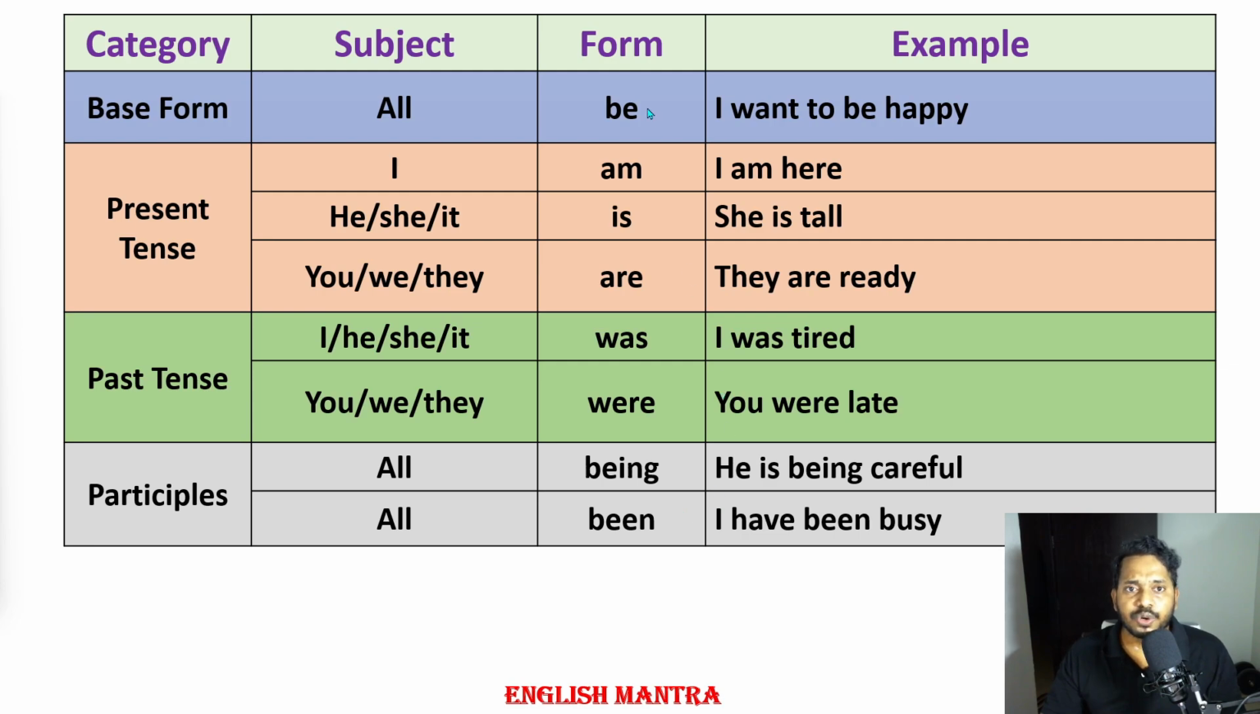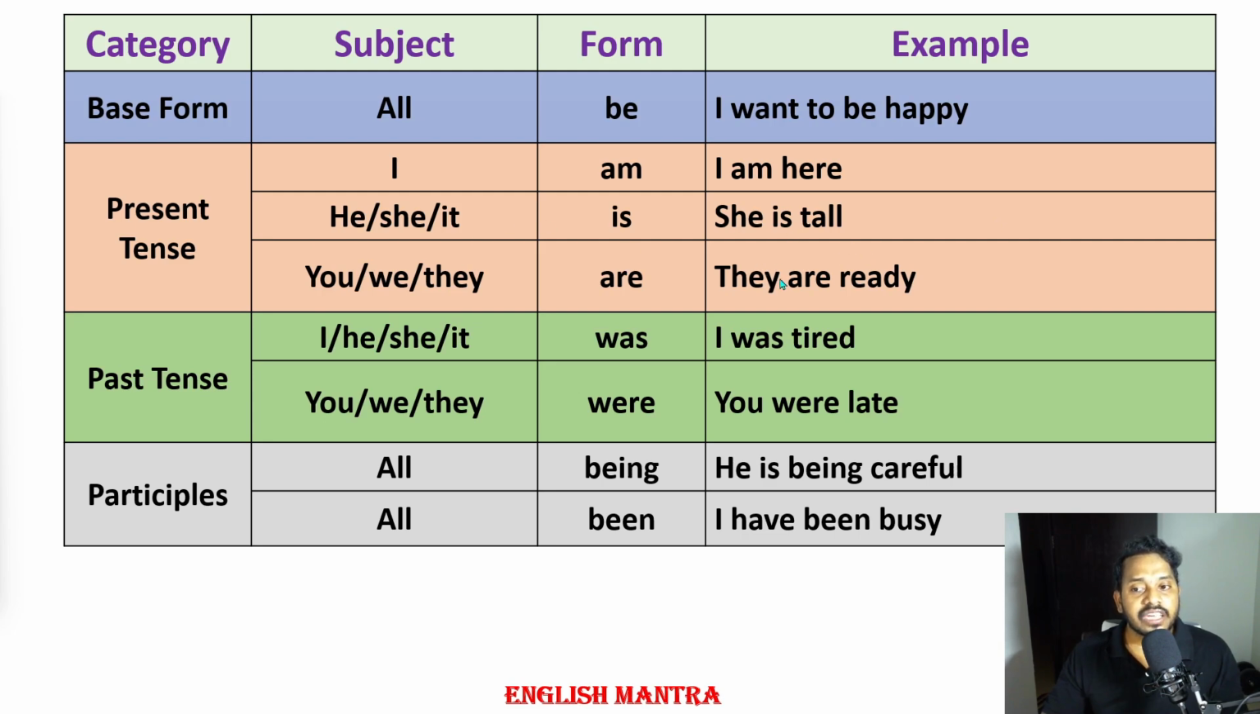See, we have total 8 be forms, okay? First one is be. Whenever we are using infinitive or any imperative sentences, we use this base form be. See, like this, I want to be happy, okay, to be. And when we are talking about any present tense, for the subject I, we use am, I'm here. For the subject he, she, it, we use is as a be form. He is tall, she is tall, it is tall. And for the remaining subjects, you, we, they, we use are as a be form. Okay, you are ready, we are ready, they are ready.